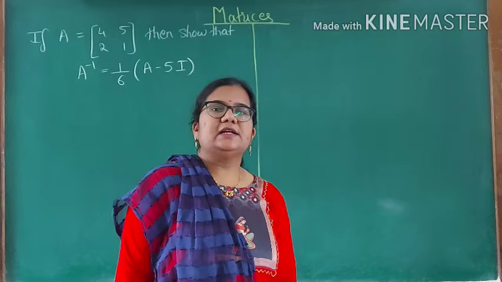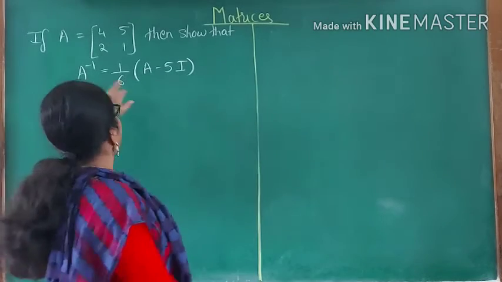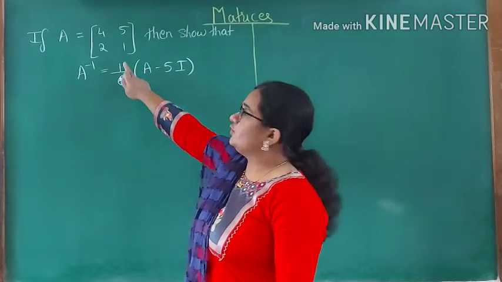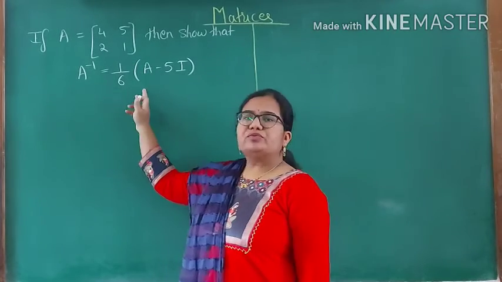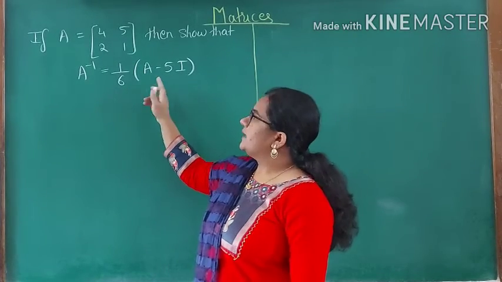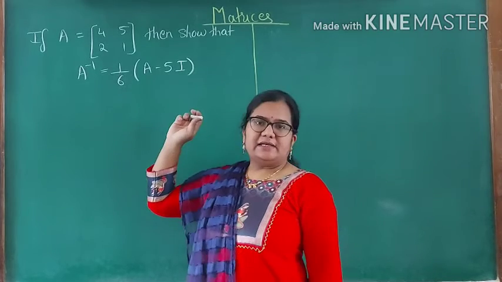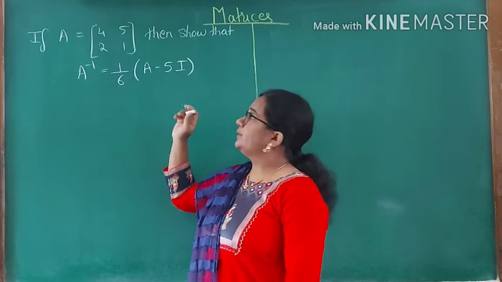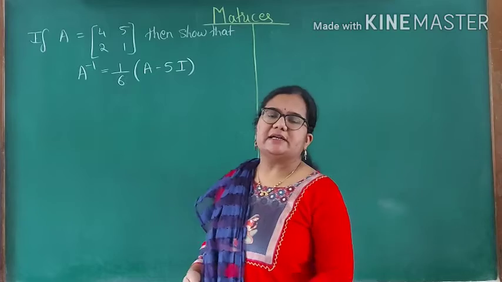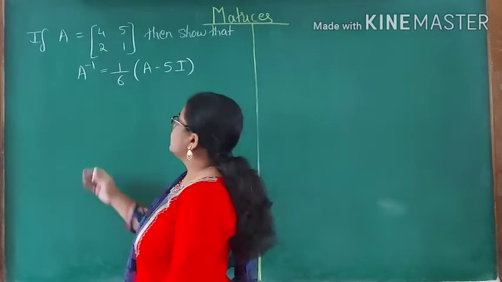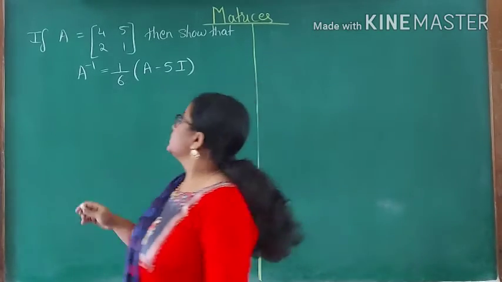Now let us see the next example, that is matrix A is given to you 4, 5, 2, 1 and you have to prove that A inverse is equal to 1 by 6 into A minus 5I. What is I? Identity matrix, and of which order you will take? Same as order A, that is order 2. Okay, so first let us find A inverse.